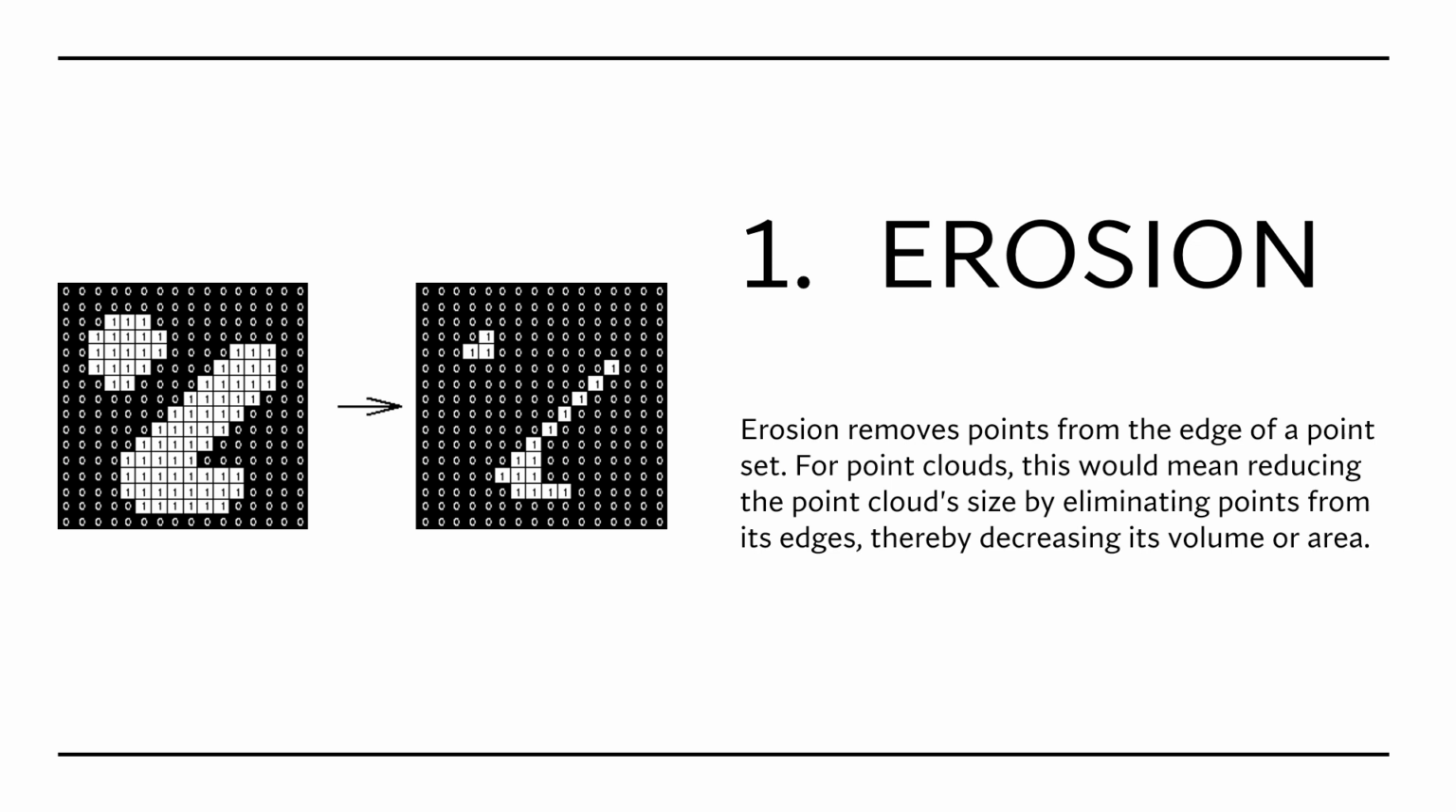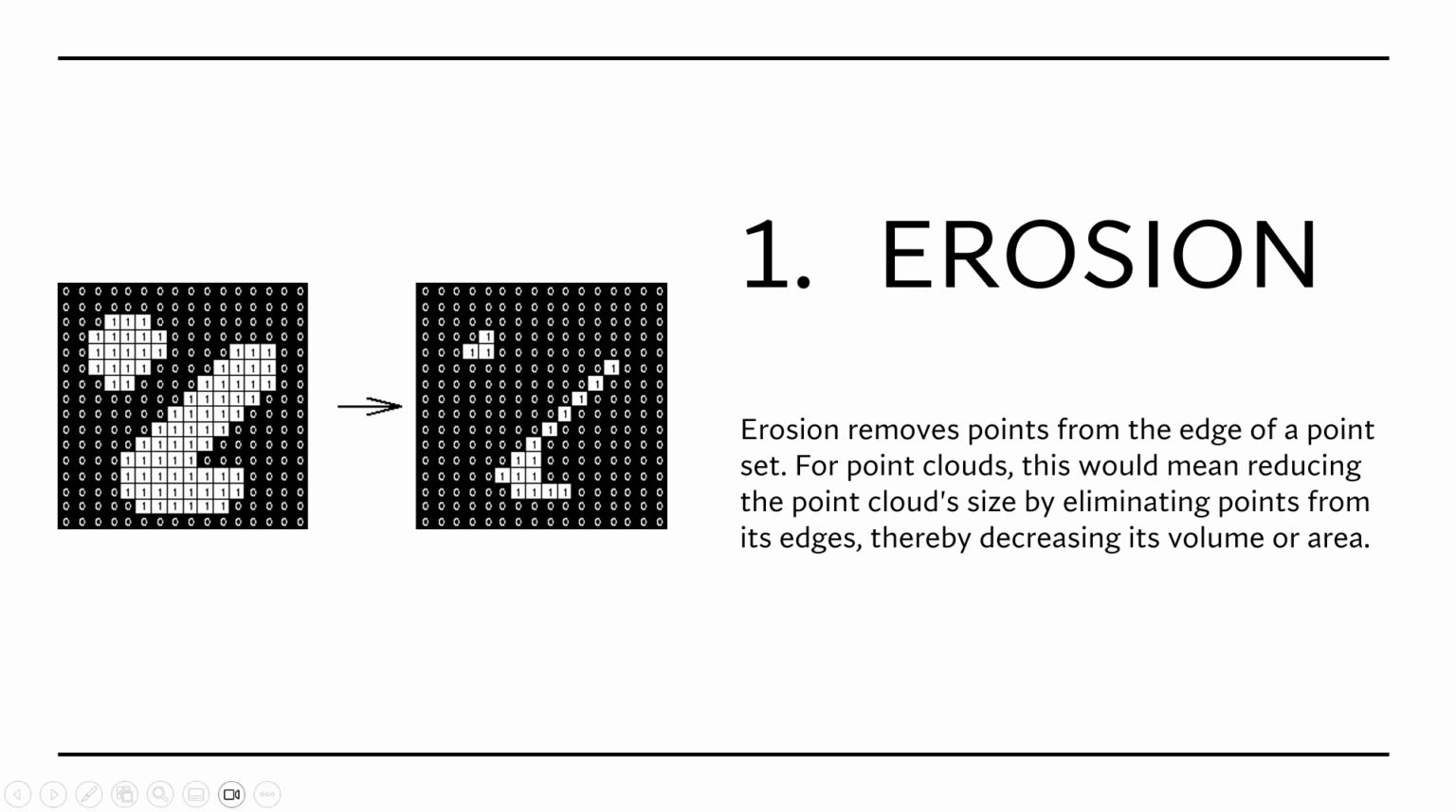So the first step in the morphological operation is erosion. What erosion does, it removes points from the edges of a point set. As you can see, the points highlighted as 111 actually represent the value of the image. For point clouds, this would mean reducing the point cloud size by eliminating points from its edges.